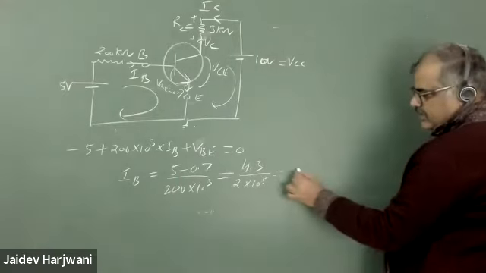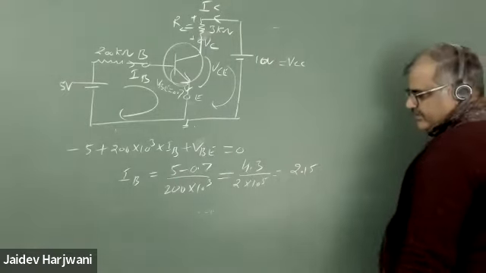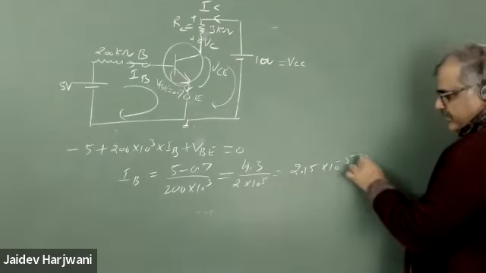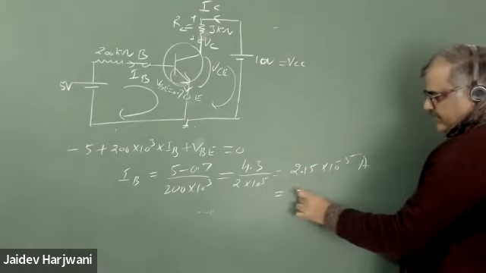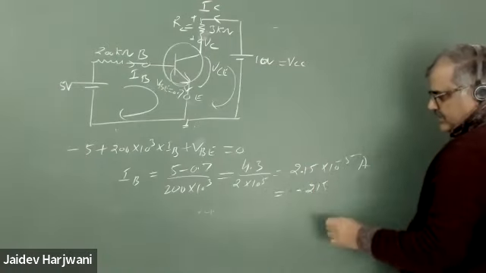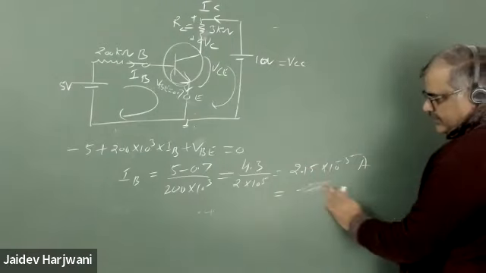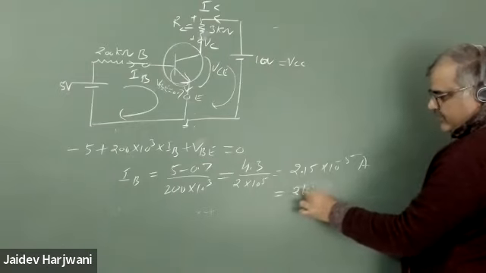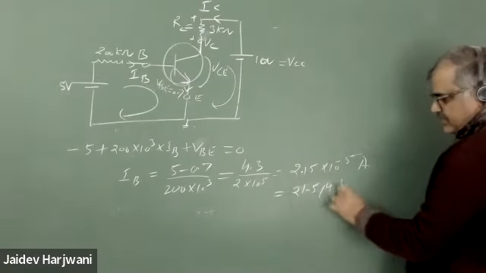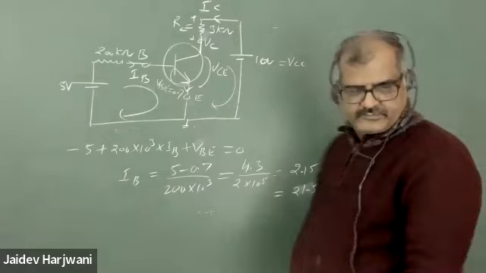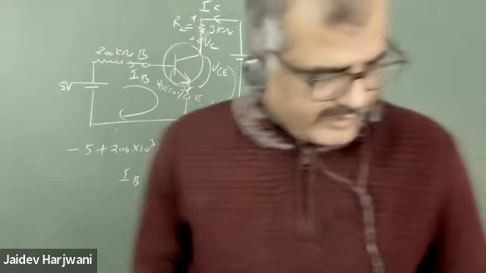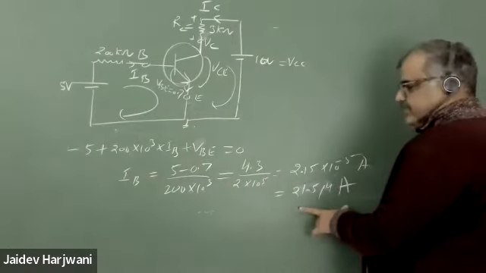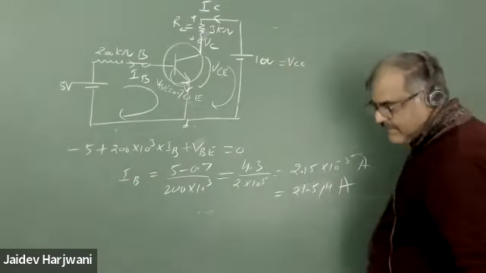So this will come 2.15, 10 raised to power minus 5 ampere. And this will become 0.215 if I divide by 10, multiply by 10. So divide by 10, multiply by 10, this will come 21.5 microampere of current. Check it. So IB will always come in microampere. IB is very low.